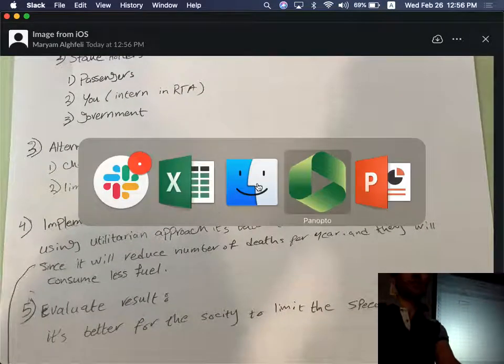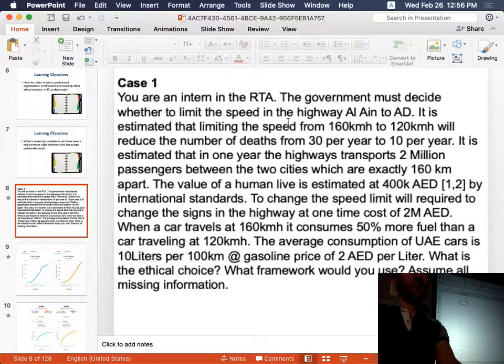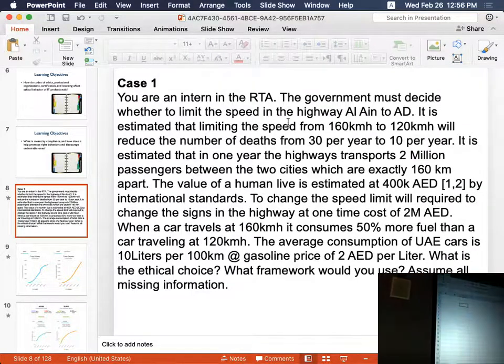Very good. So just a quick recap. You are an intern in the RTA. The government must decide whether to limit the speed in the highway in the lane to Abu Dhabi. This is a real case. I took it from Japan, and I adapted it here, but it's real. If we lower the speed, fewer people will die, but the cost of a human life is estimated at 400,000 dirhams.